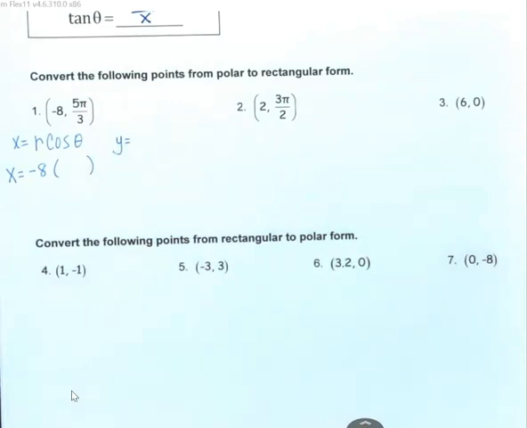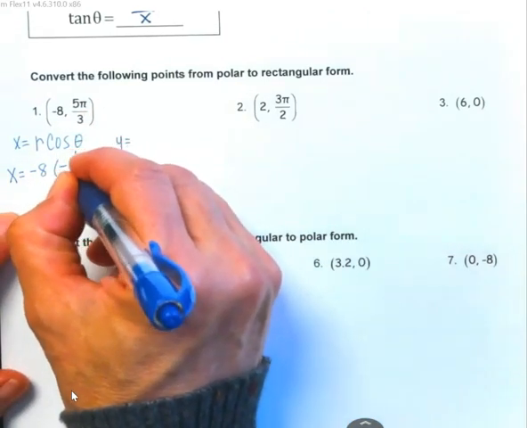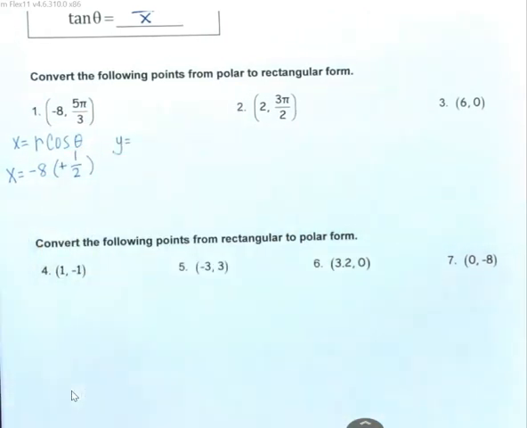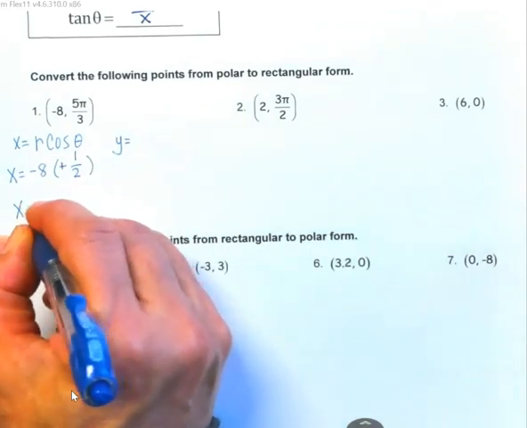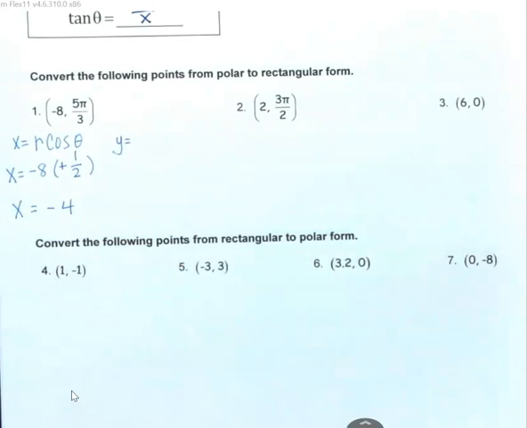And you all should know that. What is the cosine value for 5 pi over 3? 1/2. Perfect. Great job. Actually, it's positive. I accidentally wrote negative, but it is positive because it's in the fourth quadrant, and x's are positive in the fourth quadrant. All right. Look, we have an x value. The x value is -4.